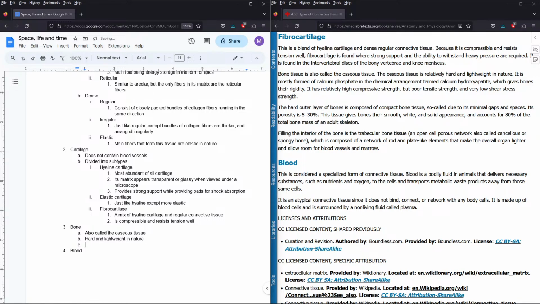It is mostly formed of calcium phosphate in the chemical arrangement, then calcium hydroxyapatite. Calcium phosphate, that's the term you can break down with chemistry. Listen, Ali, I understand that it's pronounceable, I just refuse. It is a completely pronounceable and normal word, it's just that I refuse. Which gives bones their rigidity. Rigidity. Am I drunk?